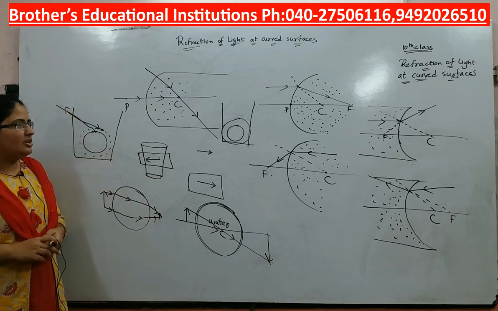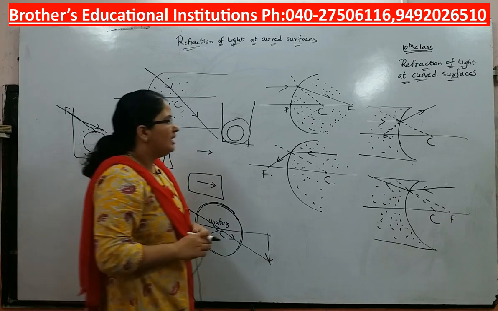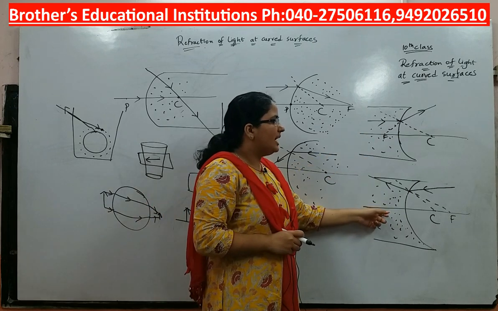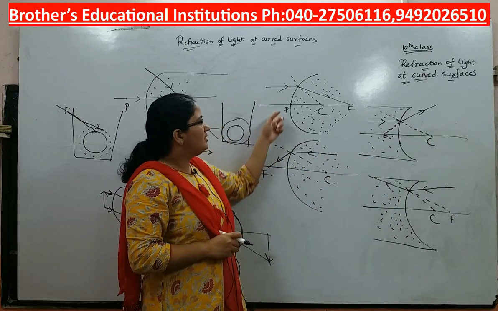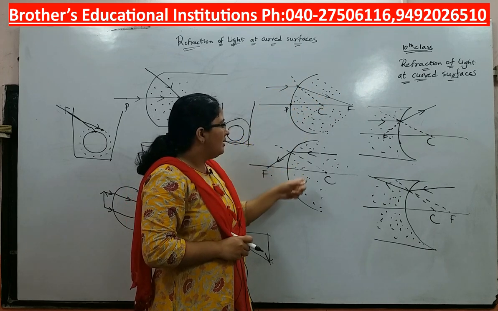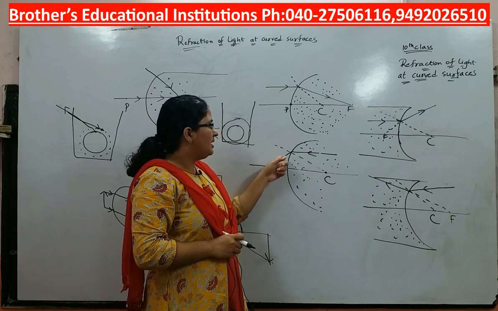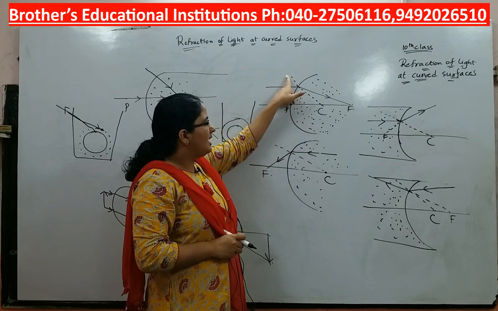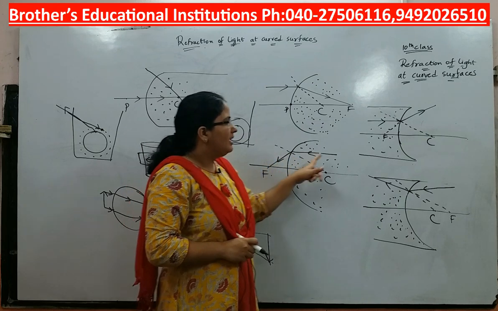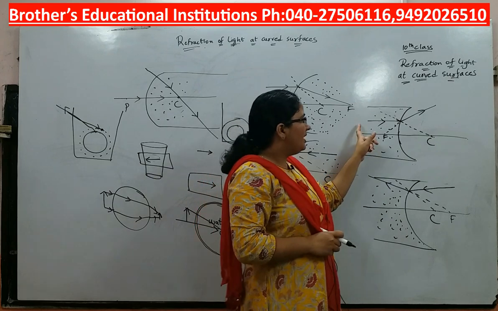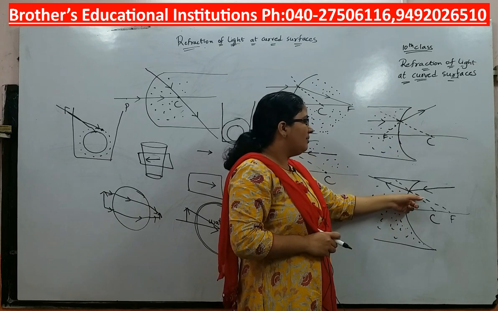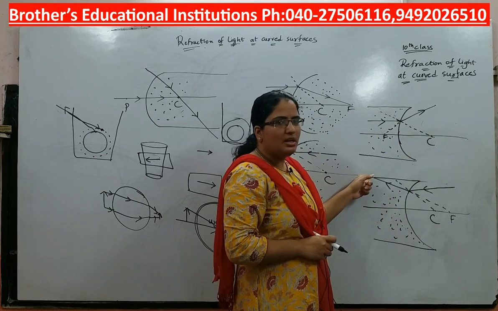Next, you tried to see refraction on curved surfaces. These two are convex surfaces, these two are concave surfaces. Whenever light moves from a rarer medium to a denser medium, it bends towards the normal. Whenever it moves from a denser medium to a rarer medium, it moves away from the normal. This dotted line indicates the normal, the line passing through the center of curvature. Here also, whenever light moves from a denser medium to a rarer medium, it bends away from the normal, and whenever it moves from a rarer medium to a denser medium, it bends towards the normal.